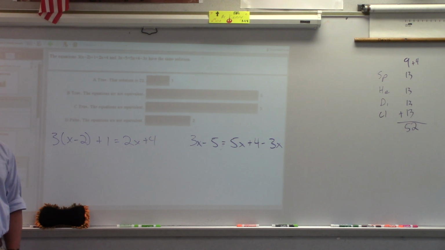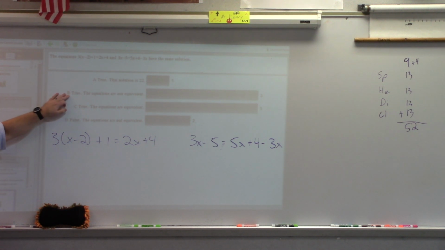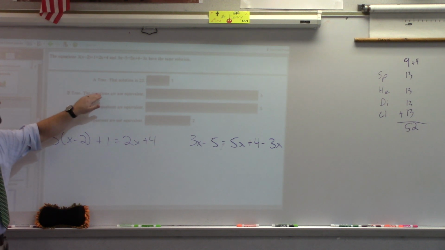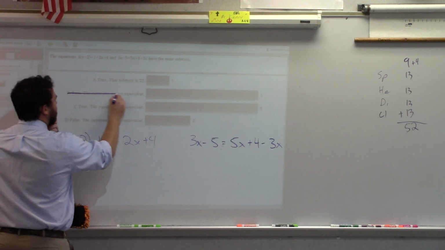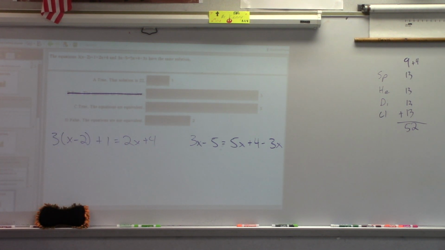If equations are not equivalent, do they have the same solution? No. Remember, only if they're equivalent do they have the same solution. So, for those of us who picked B, was it just we didn't read it closely? I read it wrong. Okay. So be careful with the reading, because that's an important detail here. True, the equations are not equivalent. Alright, that is just a contradictory piece of information. It would either have to be C or D in that case. A, true, that solution is 22.